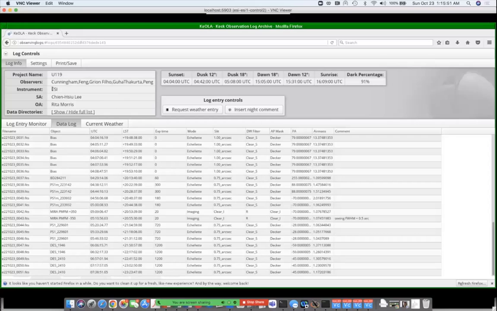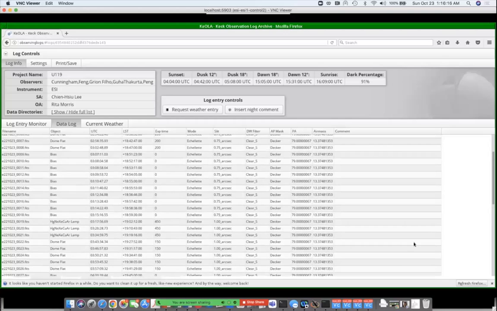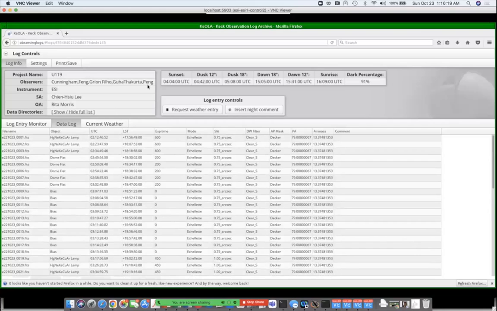ESI is the instrument, and stands for Echelle Spectrograph and Imager. And these names here under file name: E stands for ESI, 22 is the year, 10 is the month, 23 is the date. You might wonder why 23: it's the Greenwich Mean Time date. So even though our night started on the 22nd, by that time, universal time, it was the 23rd. And then this is exposure number 31. But if I scroll up, you'll see that we started at exposure number 1.